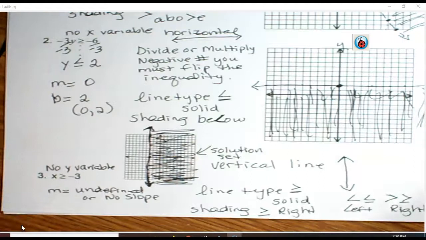Okay, if the line is solid, all the points on the line are part of your solution. If the line is dashed, the points on the line are not part of your solution.